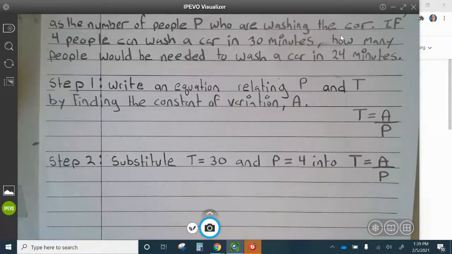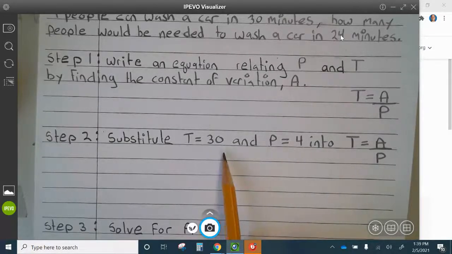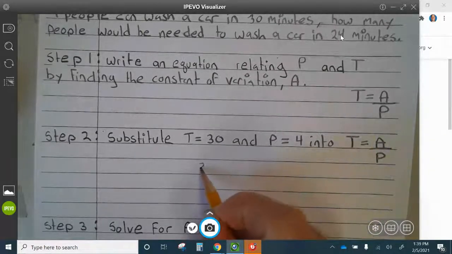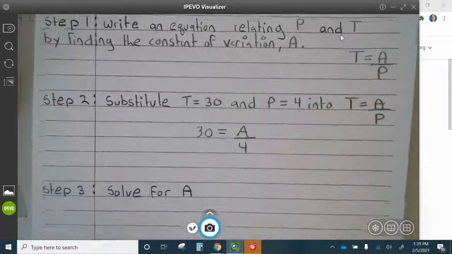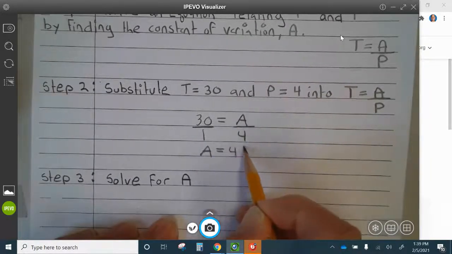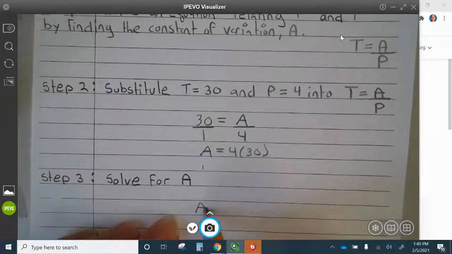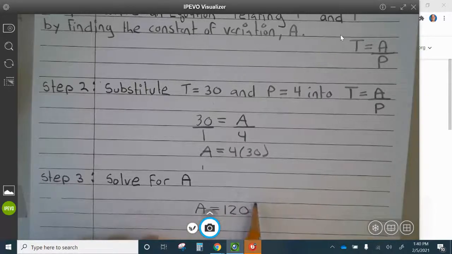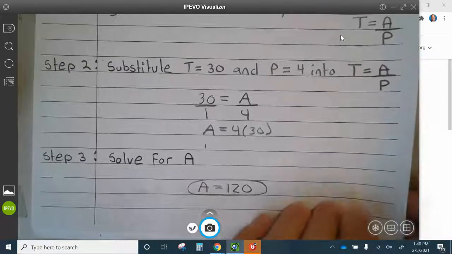Okay, step 1. Write an equation relating P and T, by finding the constant variation A. So the equation is T equals A divided by P. Now we're going to substitute T equals 30 and P equals 4 into this equation. So that's 30 equals A divided by P, which is 4. Okay, for the next step, we're going to solve for A. So we cross multiply. 1 times A is A equals 4 times 30. And 4 times 30 is 120, so A equals 120. Okay, all right, let's go to the next step.